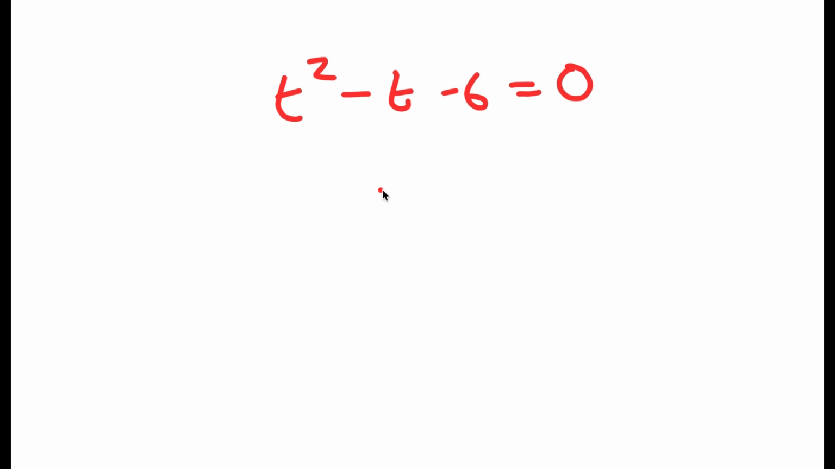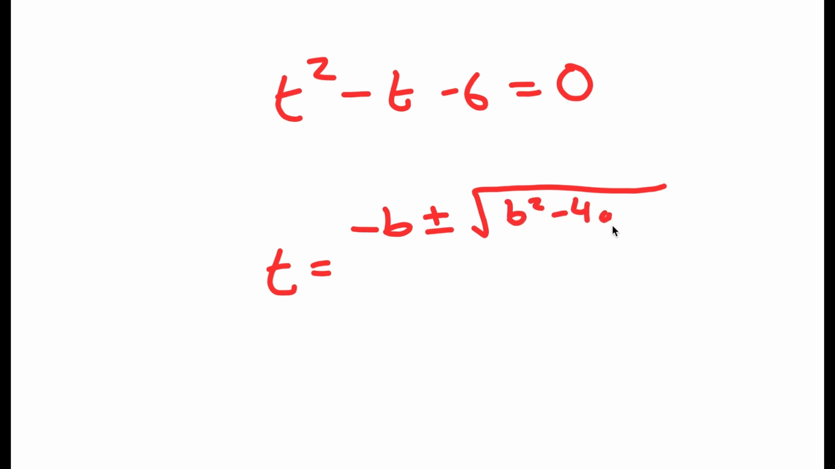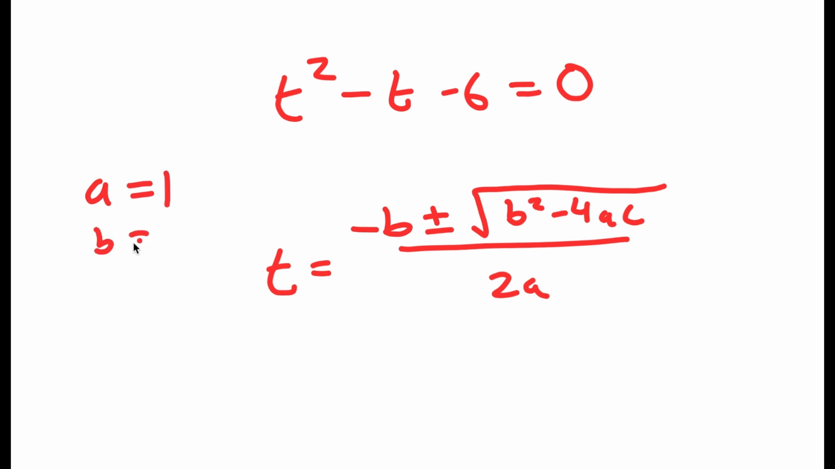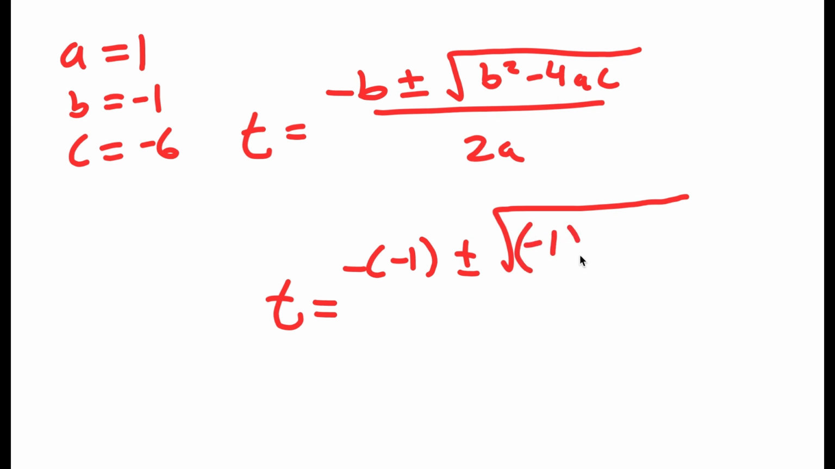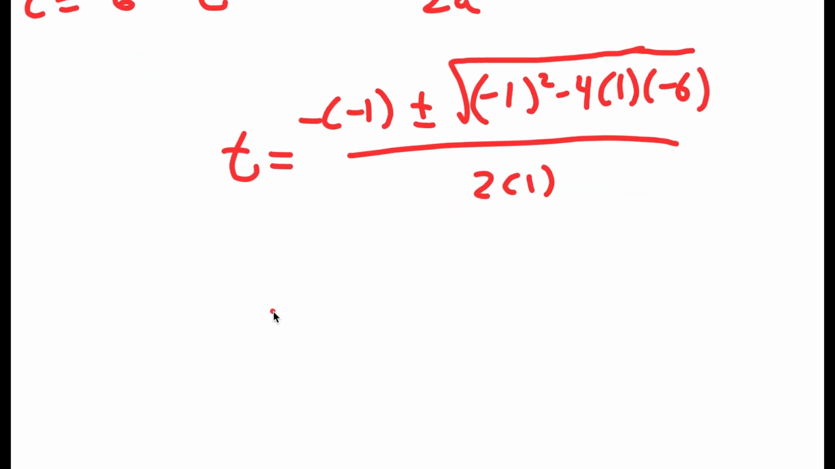So let's find this value of t. So what I'm going to do to solve this is I'm going to use the quadratic formula, which is negative b plus or minus the square root of b squared minus 4ac all over 2a. And in this case, a is 1, b is negative 1, and c is negative 6. So I get t is equal to negative of negative 1 plus or minus the square root of negative 1 squared minus 4 times 1 times negative 6 all over 2a, so 2 times 1.